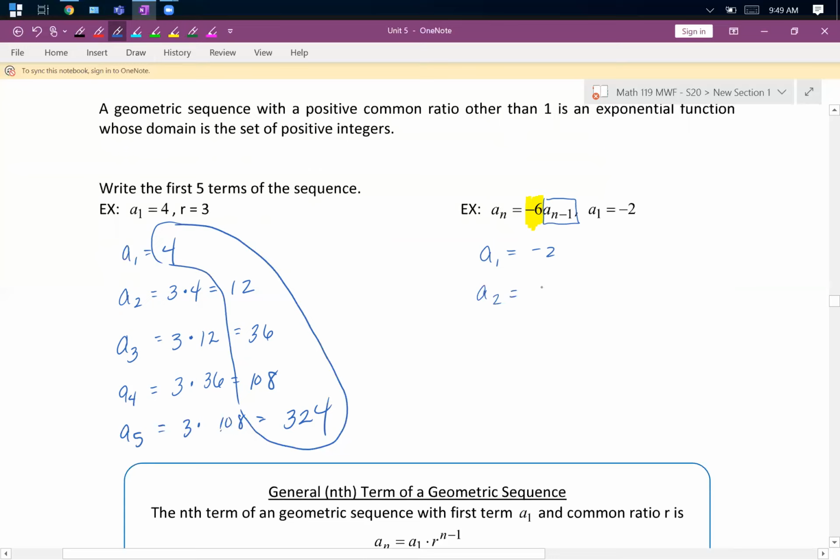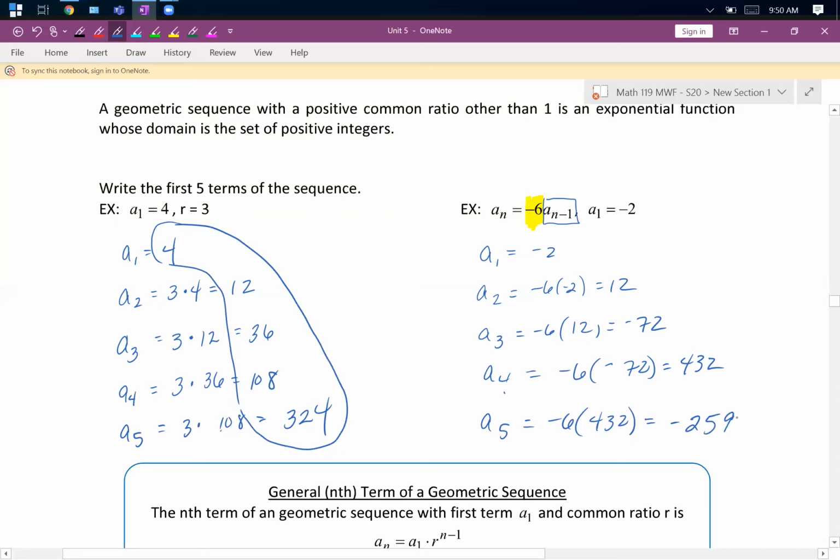So a sub 2 is going to be 12. A sub 3, -72. A sub 4, 432, and lastly a sub 5, -2,592. Questions at all?